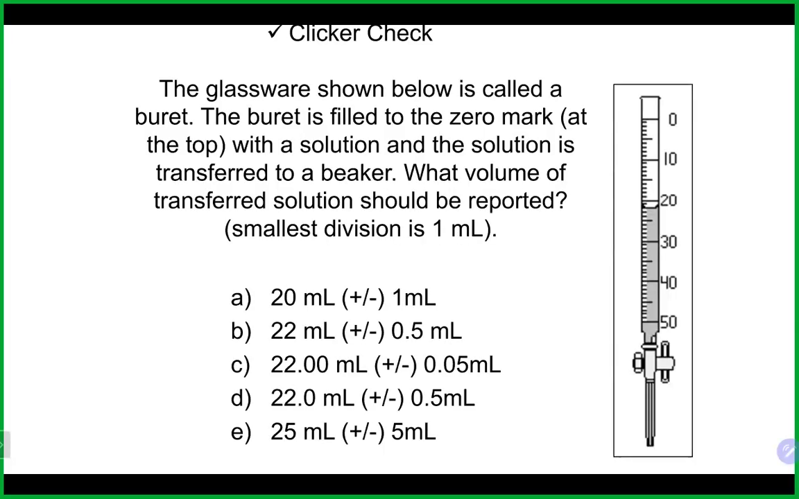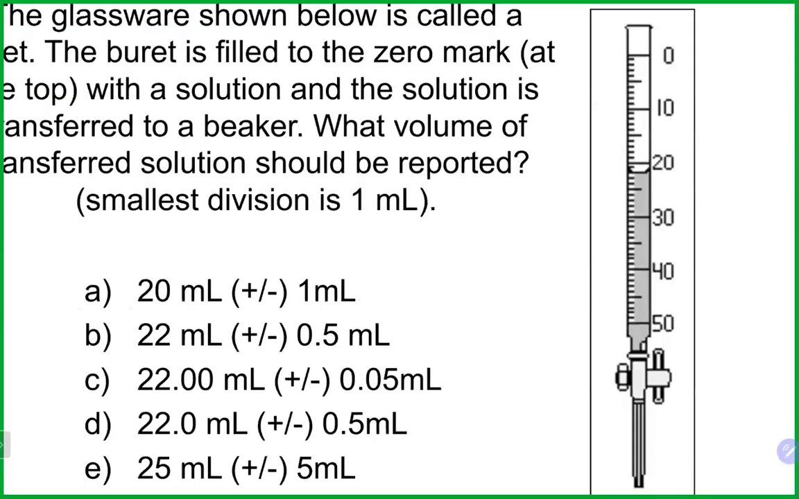All right. I don't think we did this one. I think we left off somewhere around here. So why don't you do this one here? This is again a burette. Based on what you have going on there, what should be the proper reported measurement, along with its tolerance or precision, if you will?